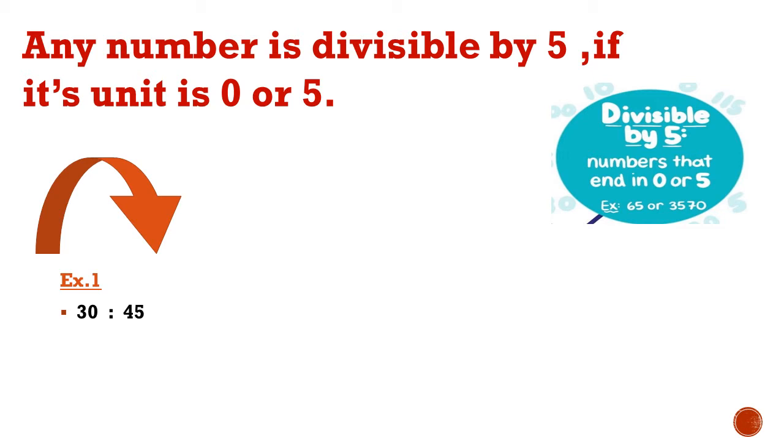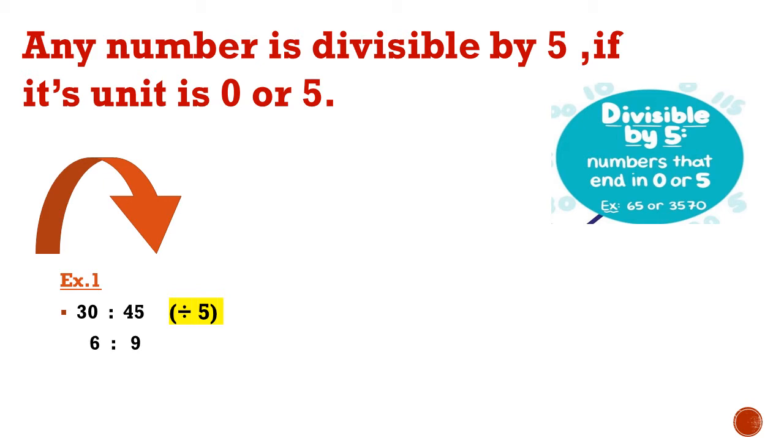Because the ratio must be in the simplest form. The first term, its unit is 0, and the second, its unit is 5. Then we divided both of them by 5. 30 divided by 5 equals 6. 45 divided by 5 equals 9.